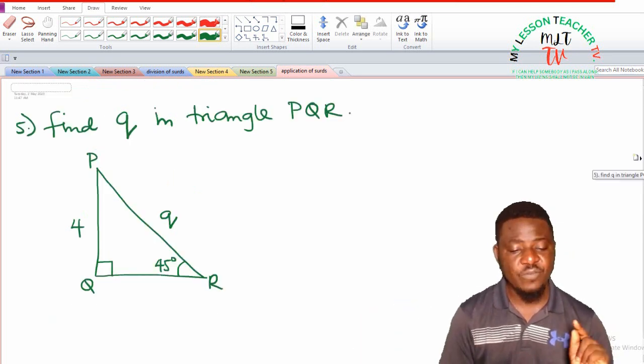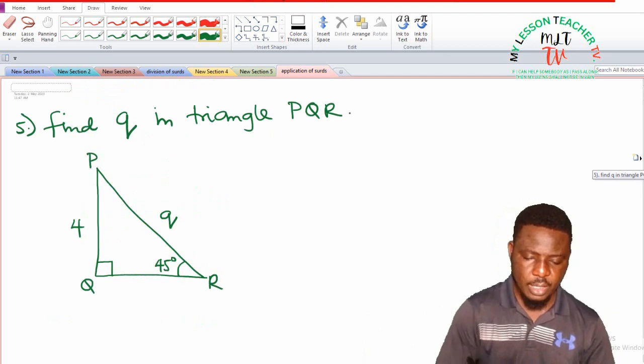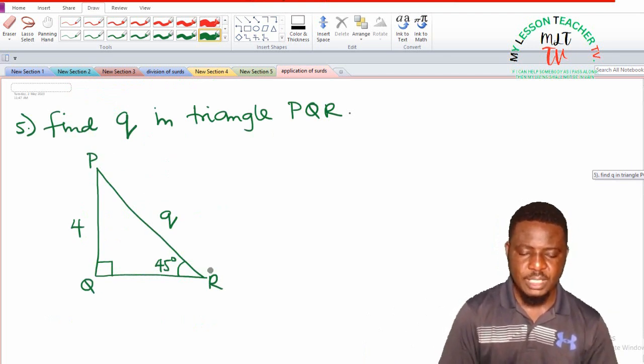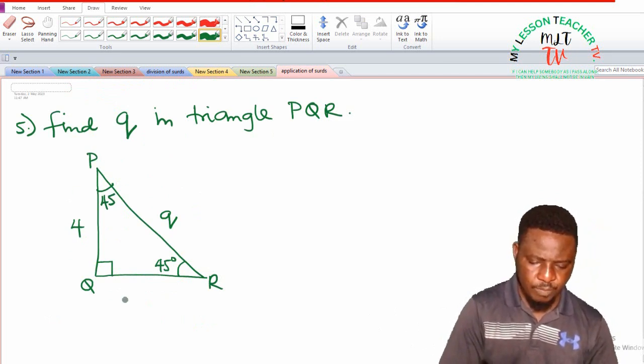Question 5. We should find Q in triangle PQR. Q happens to be the hypotenuse side of this. And if you look at this angle, it is also 45 degrees, because the sum of angles in a right angle triangle is 180 degrees, and this is 90. 90 minus 45 gives you 45.